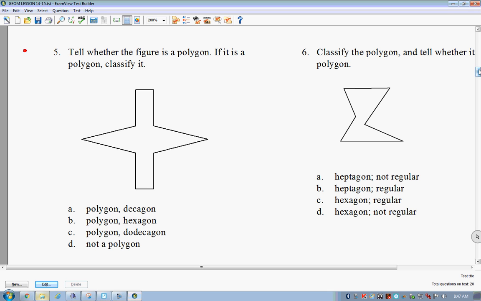Let's go to number 6. Is that regular or irregular? Irregular. How many sides does it have? Is it 6? All right, so what do we call a 6-sided figure? Hexagon. So D is my answer, right? I think number 5, it is a polygon, and it's got 10 sides, so it's going to make it a decagon.